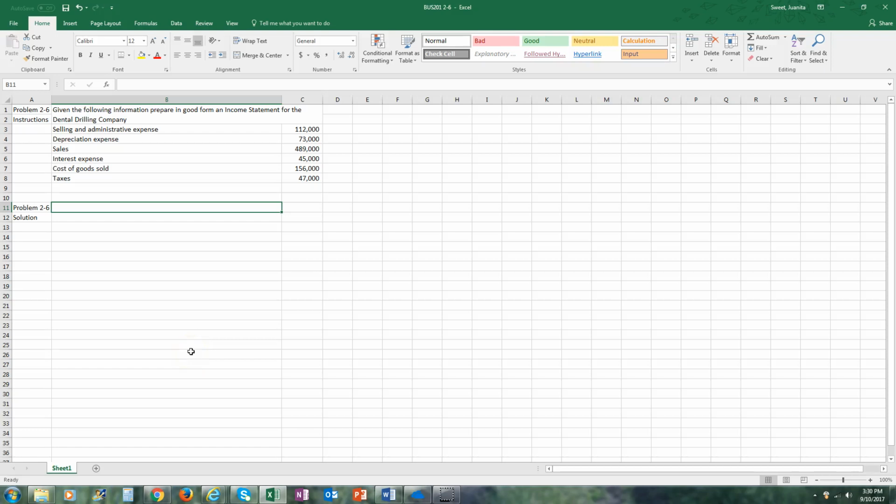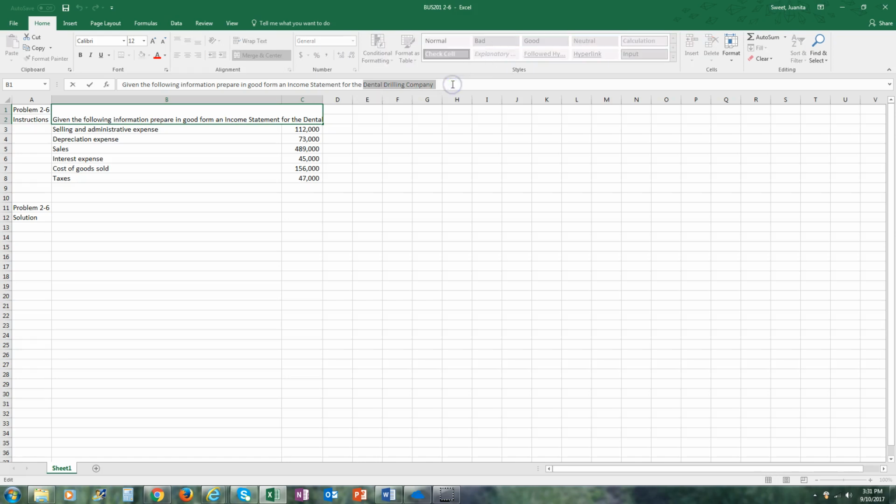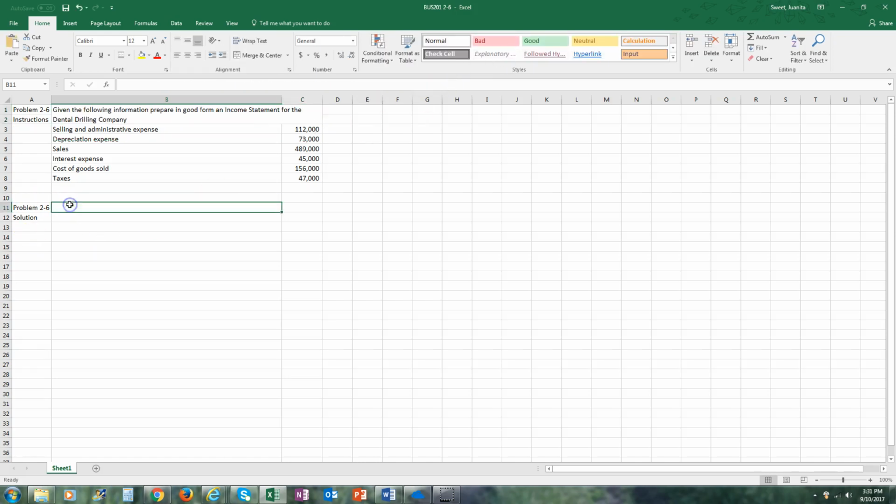This is an example of preparing an income statement. This is problem 2-6 from the textbook. We're asked to prepare in good form an income statement for the dental drilling company. First thing that we need to do is put the company name down. We need to put down the statement that we were preparing.